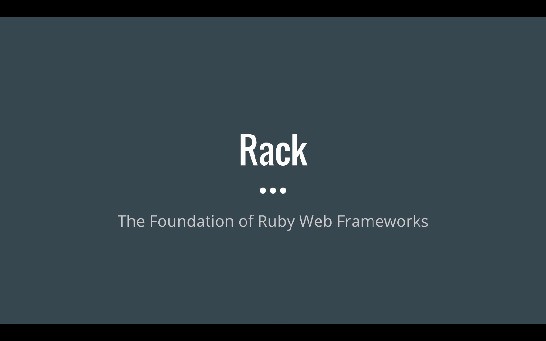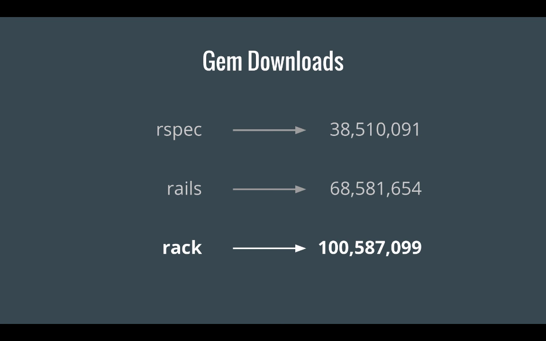So Rack is basically the foundation on which a lot of Ruby web frameworks are built now, like Rails, for example. And just for some comparison, here are some gems that I'm sure most of you are familiar with. And this is how many times they have been downloaded off of rubygems.org as of about an hour ago. And as you can see, Rack has surpassed 100 million downloads and is number 2 on the total download list, behind only Rake.